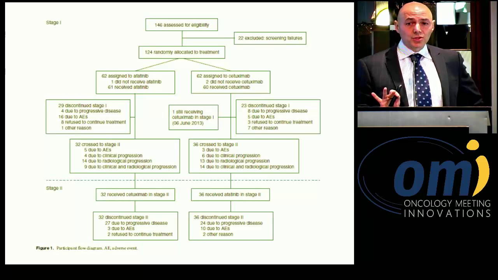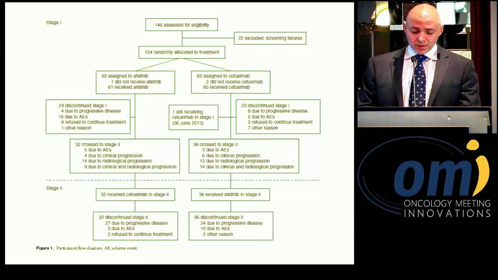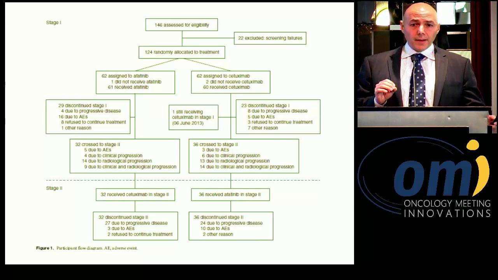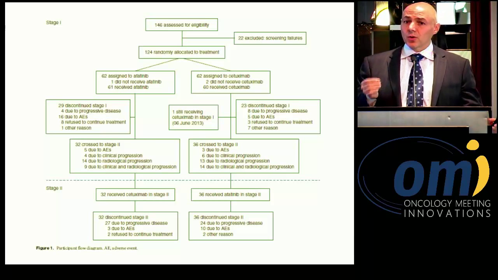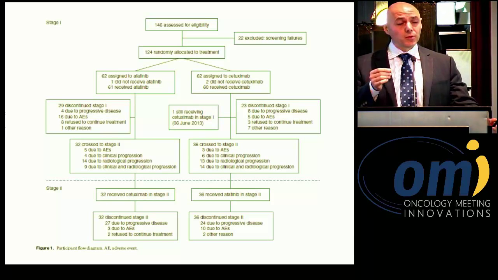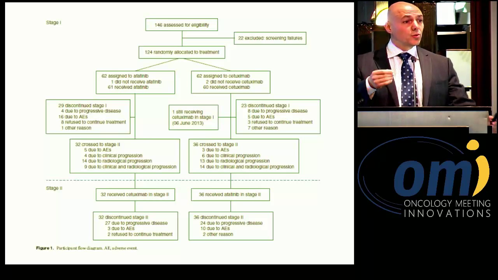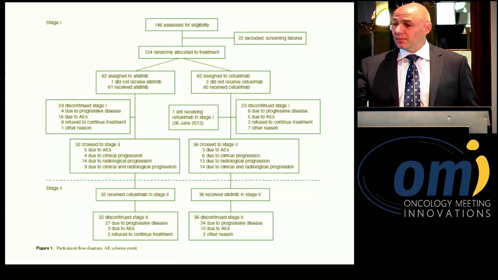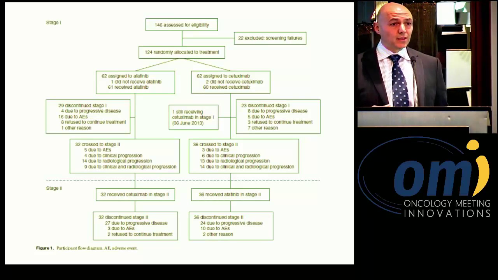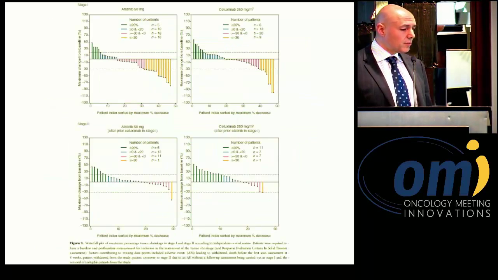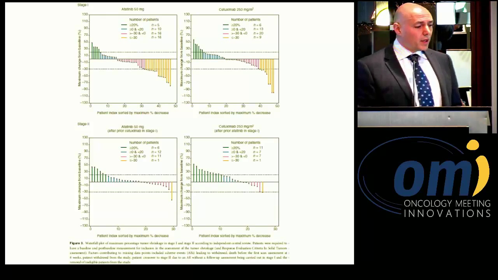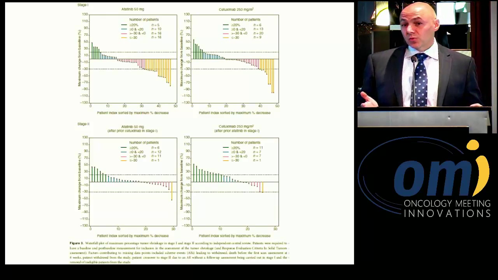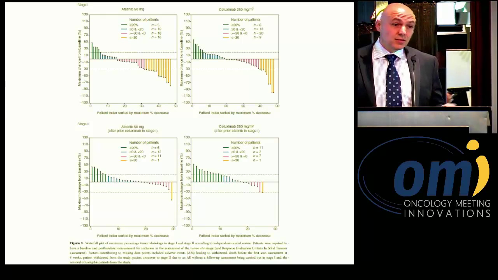I'll draw your attention to the bottom of this slide because one of the nice aspects of the study was a crossover design. Patients who had progressed on either arm could be enrolled in the converse drug. So cetuximab progressing patients could receive afatinib and vice versa. And we'll talk about both stages in just a moment. So the hypothesis was actually demonstrated.